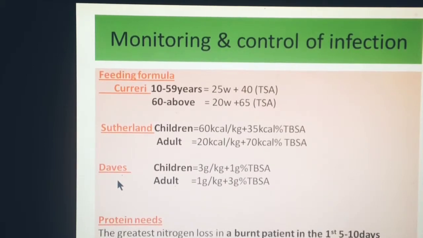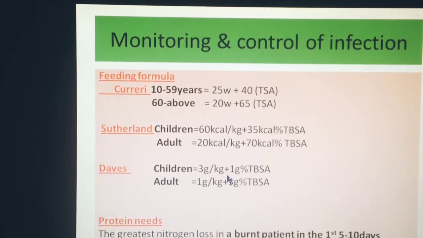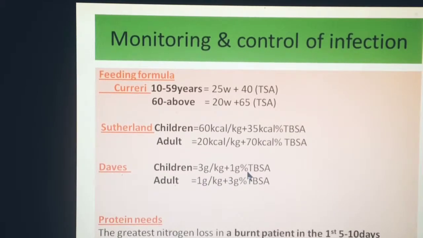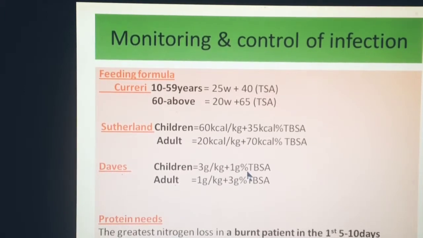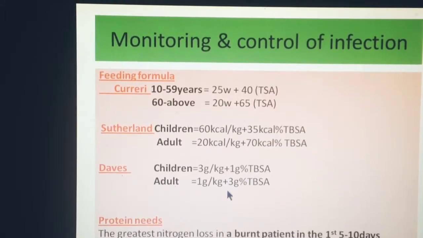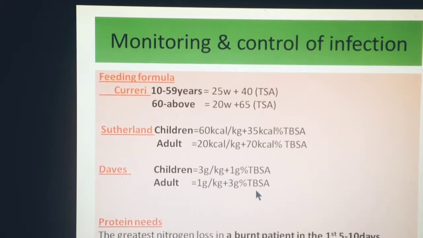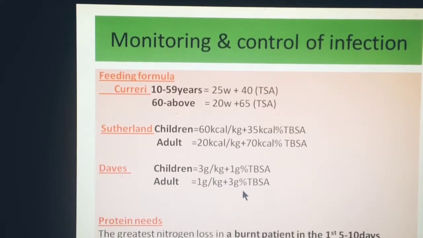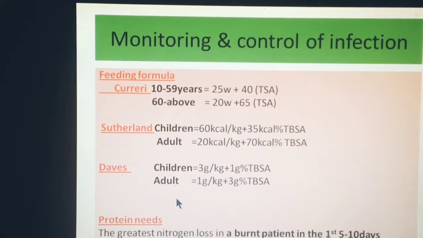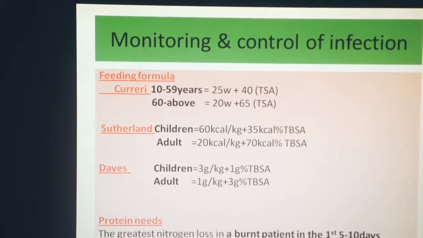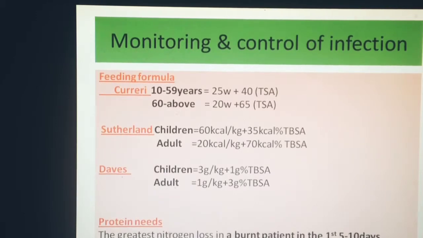In the Davis formula, the children should get 3 gram per kg plus 1 gram per percent of the total body surface area. In adults, 1 gram per kg plus 3 grams per percent of the total body surface area. As for protein needs, the great nitrogen loss occurs in the burn patient in the first 5 to 10 days. So 20% of kilocalorie energy is required to replenish the lost protein.